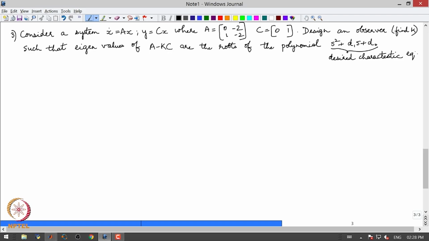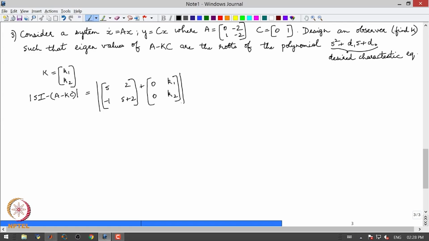This is very similar to the controller design that we did in the previous module. So, how do we go about it? As per the dimensions, K needs to be a column vector K1 K2. Now, we will find the characteristic equation, which I can write as follows. If I expand this, I will get s square plus s into 2 plus k 2, plus 2 plus k 1.